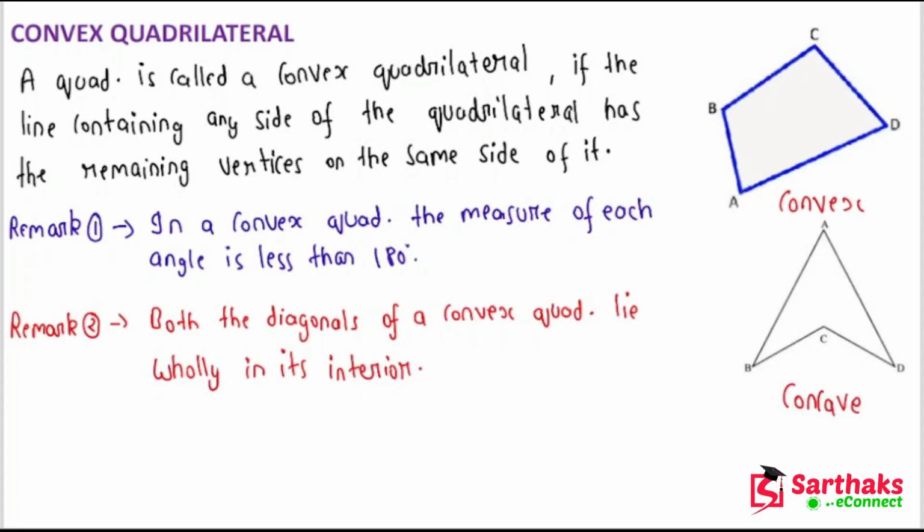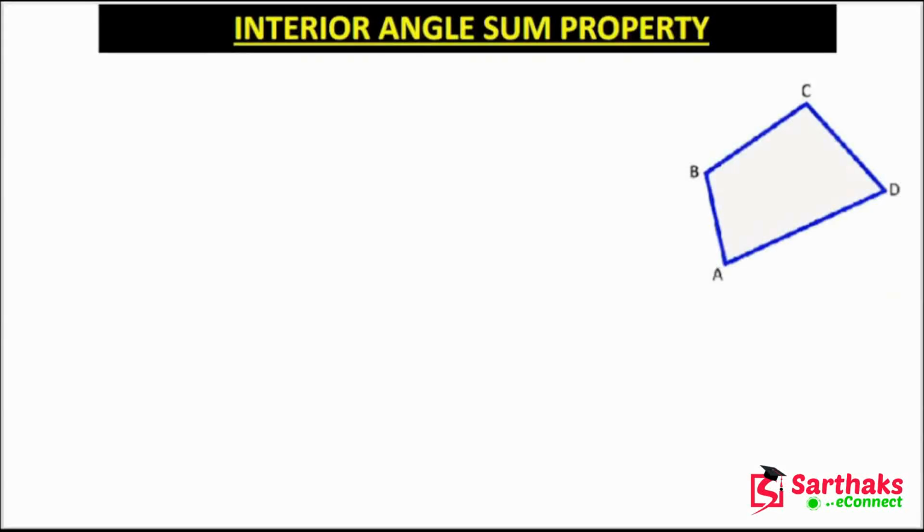So this was all about whether a quadrilateral is convex or concave and how you can find out which one. Okay, now let me talk about an important property which is called the interior angle sum property. What is this angle sum property? We already know that the angle sum property simply says that the sum of all interior angles of a polygon is constant.